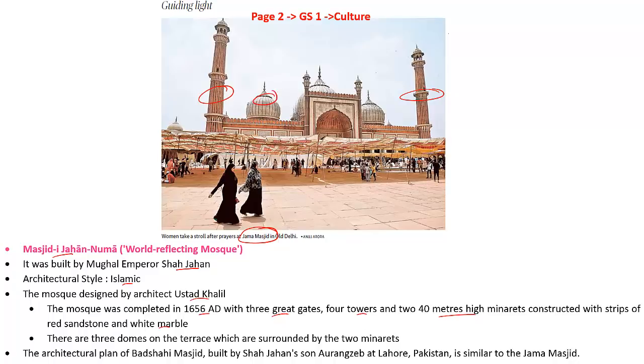The three domes that you see in the picture are also present on the terrace, which are surrounded by two minarets. The architectural plan of Badshahi Masjid, kindly remember this, Badshahi Masjid was built by Shah Jahan's son Aurangzeb, and this is currently in Pakistan, which happens to be similar to that of Jama Masjid that is in India.